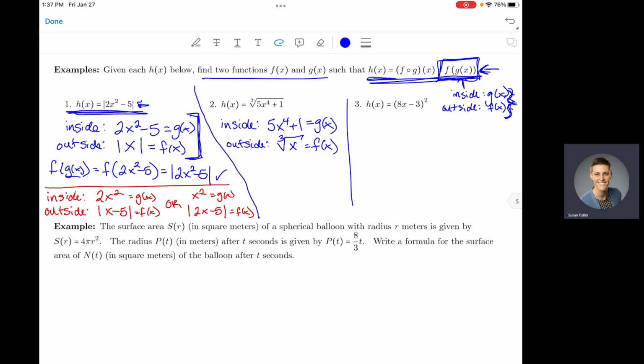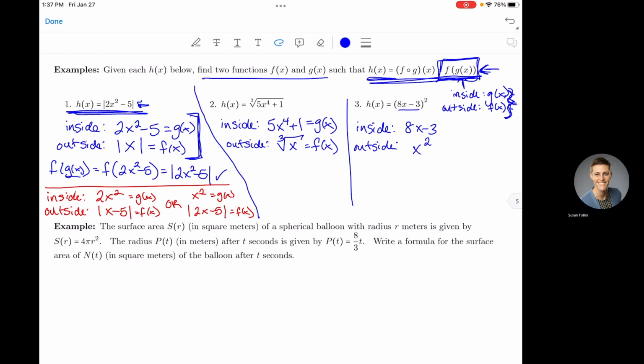Last one is number 3. Again, most of your brains are going to see the expression 8x minus 3 as being the thing that's inside something else. Most of your brains are going to pick out that one as being your inside function. And then the outside function, the thing that that's inside of, is a squared function. So that's going to look like x squared. You're essentially just replacing your inside function with x to get your outside function.